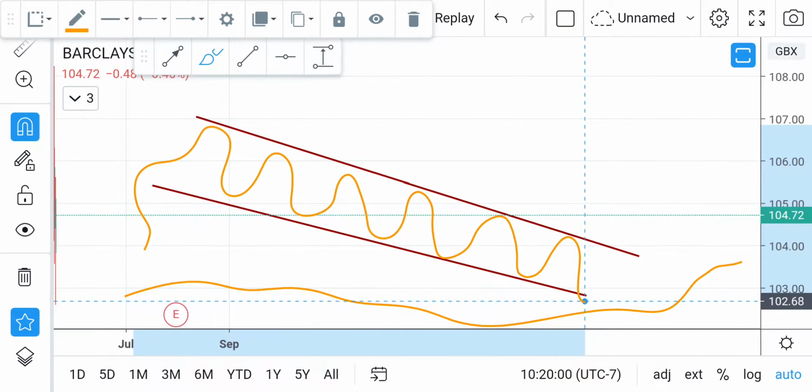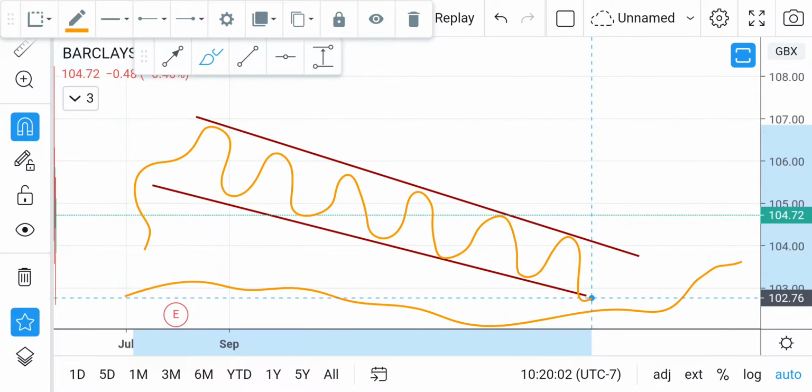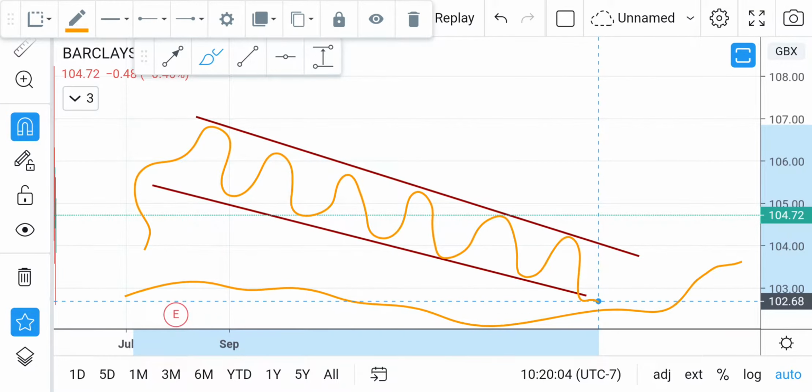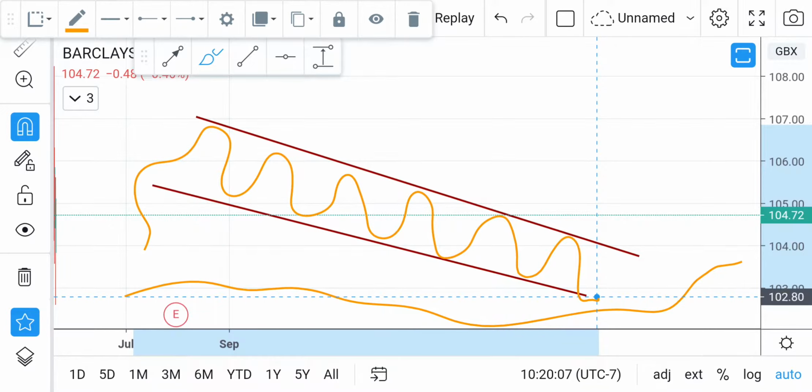Anytime you see something like this, it also looks like another variation of the falling wedge. So the falling channel and the falling wedge are almost the same. They are both a bullish reversal pattern. So it breaks up usually in an uptrend.